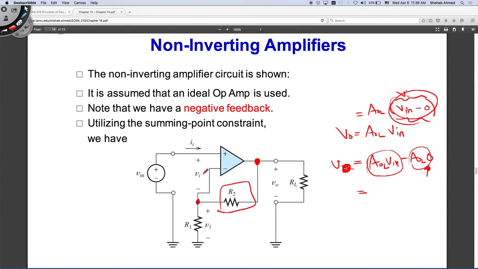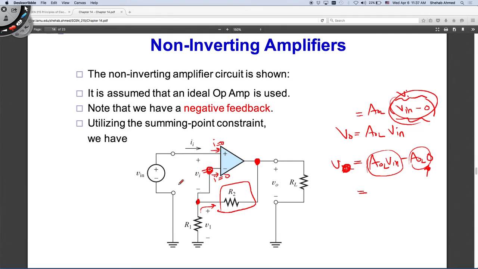What did this do? This drove Vi to 0. What does this mean? It means that the negative feedback exists. If my negative feedback exists, then I'm happy, I can do the same sort of analysis that I did before. I have this I equals 0, this I equals 0, and if this I is equal to 0, then the current here and the current here are the same. Correct? We're okay with that?